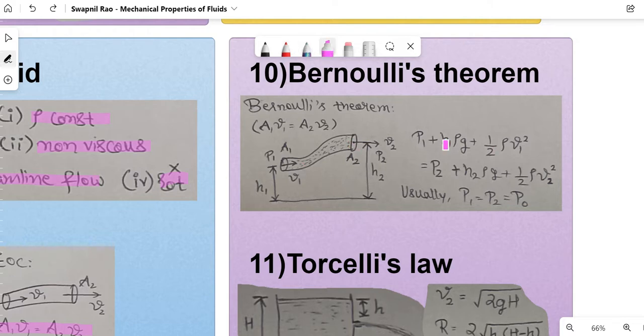In this case, P1 plus H1 rho g plus half rho V1 square. This is similar to kinetic energy, half m v square, but over here m is replaced by density. That is going to be equal to P2, which is this point's pressure, plus H2 rho g, plus half rho V2 square. So it's basically like these three terms on this side are equal to these three terms on that side. Usually, as you can see, P1 and P2 will be equal to atmospheric pressure itself, so these terms might get cancelled. It depends on what's there in the question. So that would be Bernoulli's theorem for you.